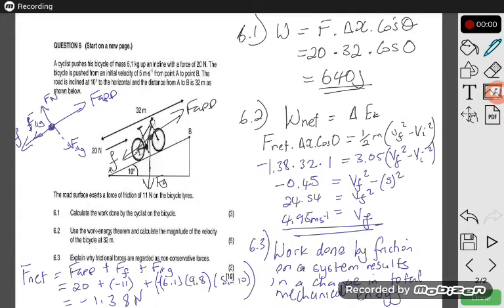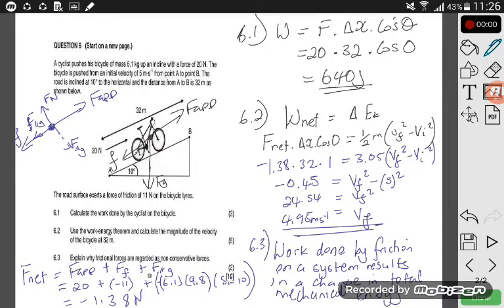So 6.3, the work done by friction on a system results in a change in total mechanical energy. In other words, the work done by frictional force on any system depends on the path that is taken by the object. That is why we call them non-conservative forces. Remember, conservative forces, the work done by that force does not depend on the path. It simply depends on point A and point B, from where it starts to where it ends. So frictional force is one of the non-conservative forces.